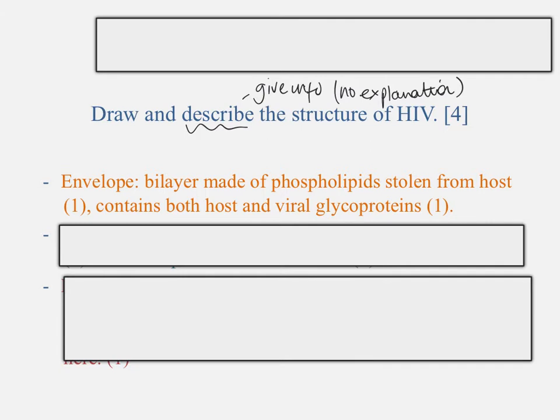Okay, now if it was an explain question, you might say that the host phospholipids and the host glycoproteins mean that the HIV can evade capture a little bit more. But for this question, that's not really relevant.